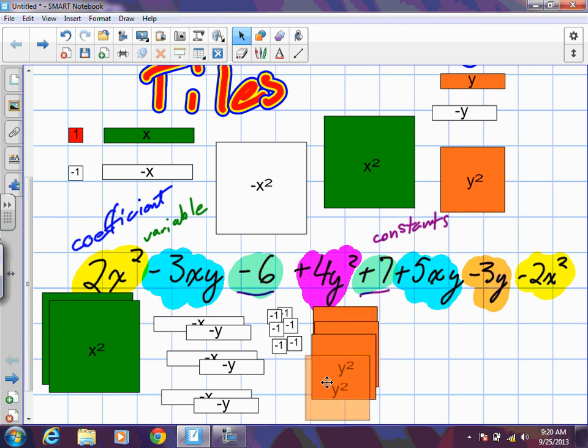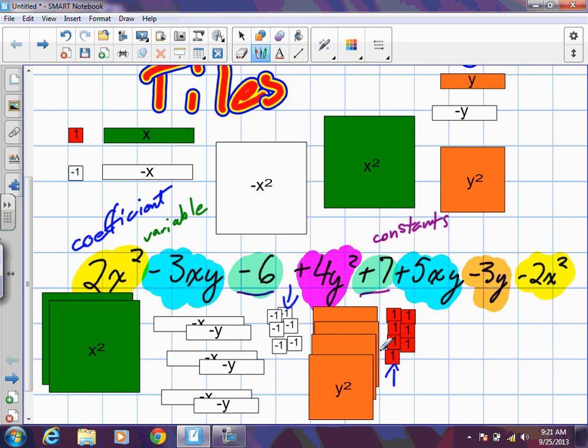Our 7 is positive, so I'm going to take the positive values of my 7. And the reason we're taking these different values is because we're going to be using them to eliminate other numbers as we go through. For instance, as I'm pulling these down, a negative 1 and a positive 1 will cancel each other out. Okay? So this negative 1 and this positive 1 would cancel each other out.